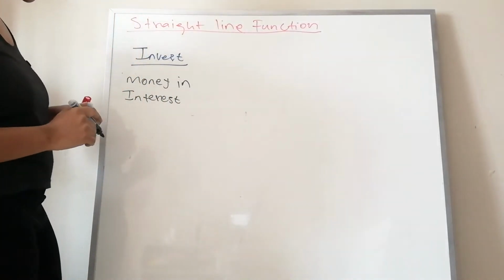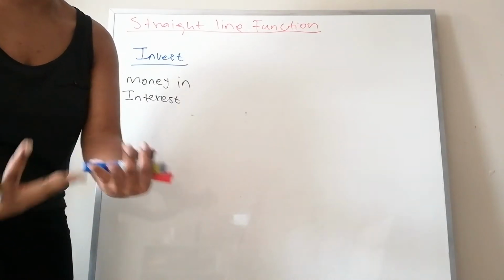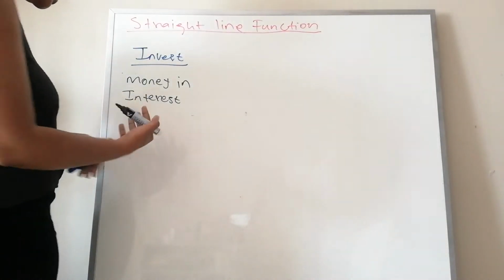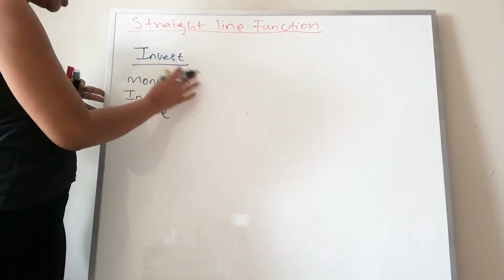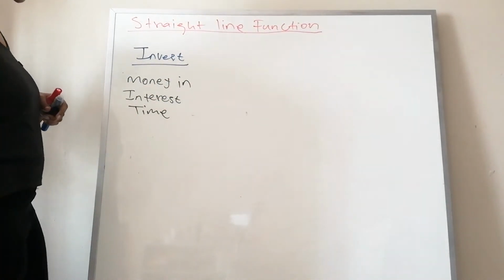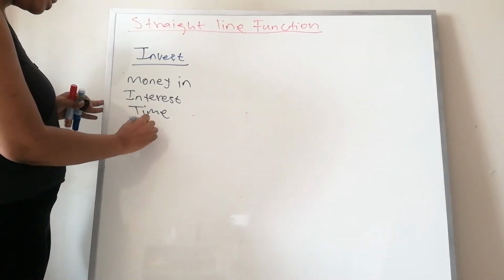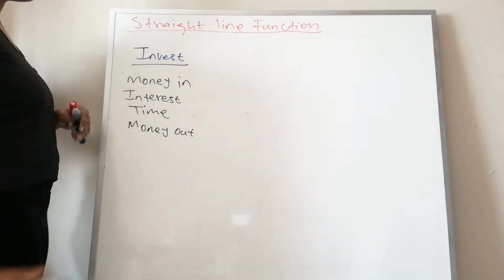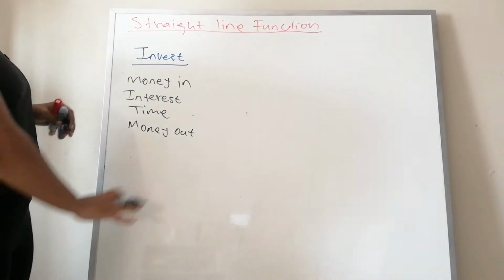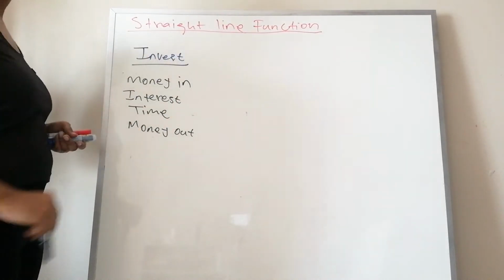And the other thing is that how is it giving you this money? It's giving you interest over time, right? So we are expecting interest over time. So there is a time aspect in this whole situation. And we're going to have money at the end. So there is money out. So these are the four important concepts, or should I say components of this whole situation.